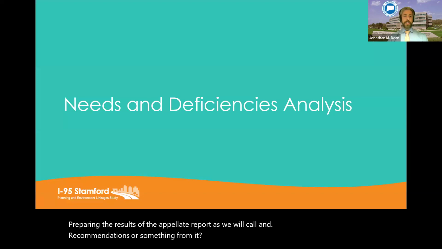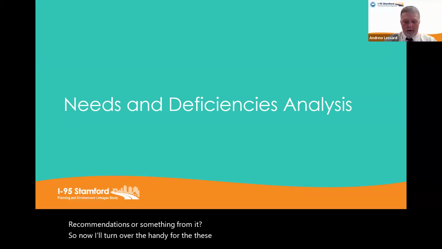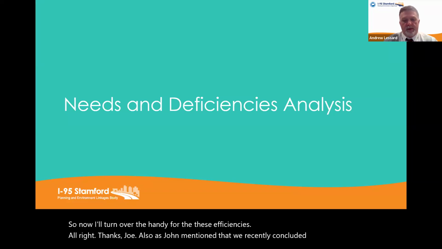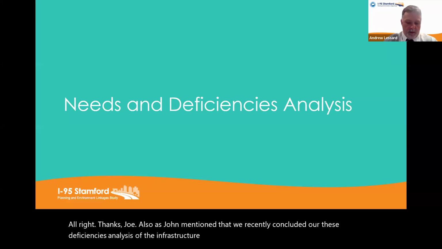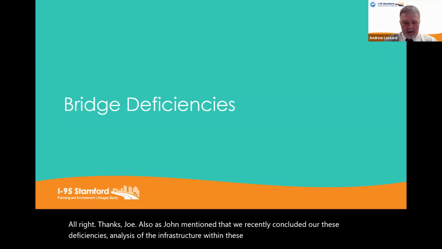So now I'll turn it over to Andy for the needs and deficiencies. All right, thanks, John. As John mentioned, we recently concluded our needs and deficiencies analysis of the infrastructure within the study area. Here we're looking at the bridges, the I-95 main line and ramps, and also the local roads. First, I'm going to touch on the deficiencies noted with the bridges.